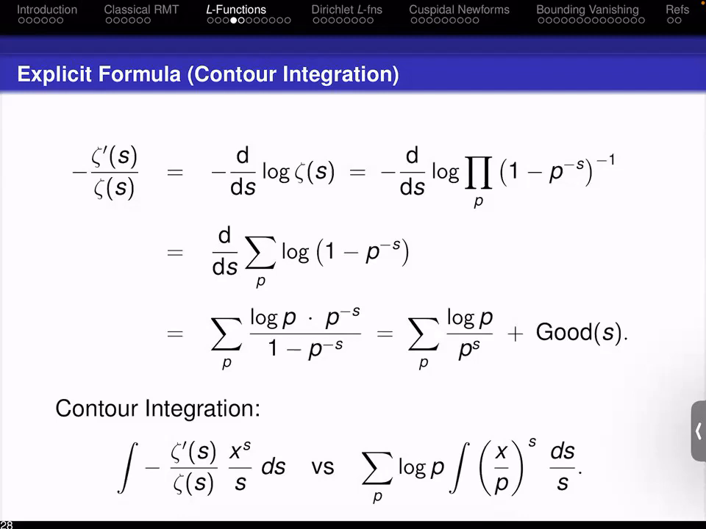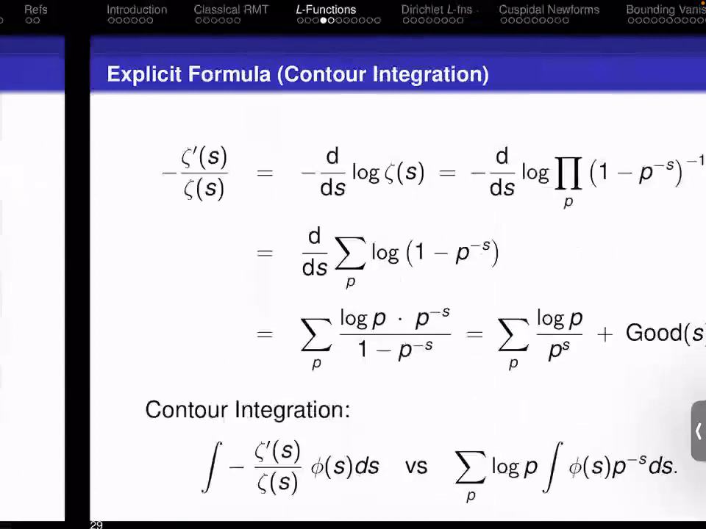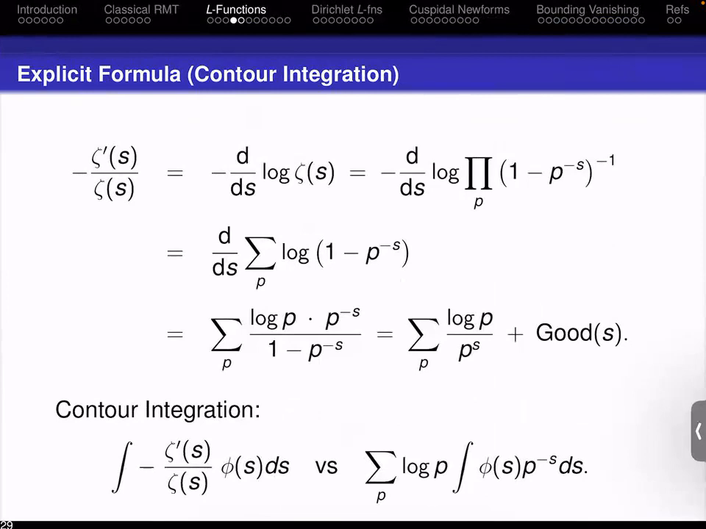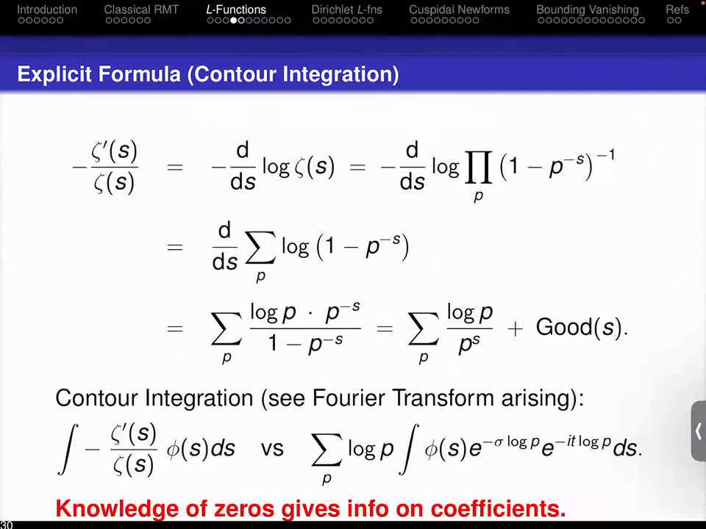Well, we don't have to integrate against x to the s over s. I could put in a different test function. I could put in phi of s. And when I do this integral now and I pull this over, I'm going to get contributions from the zeros and the poles, but I'll have phi evaluated at them. And I'll have phi of s times p to the negative s. Well, we write s as sigma plus it. We can write p to the s as e to the s log p. And you see what is over here looks like the Fourier transform of a nice modification of phi.